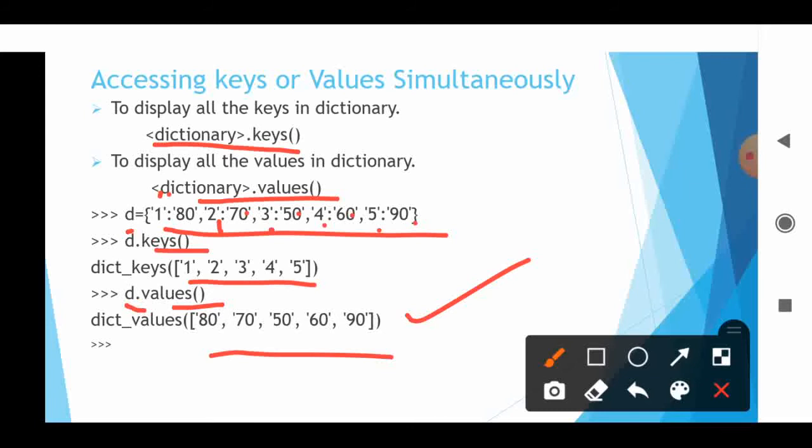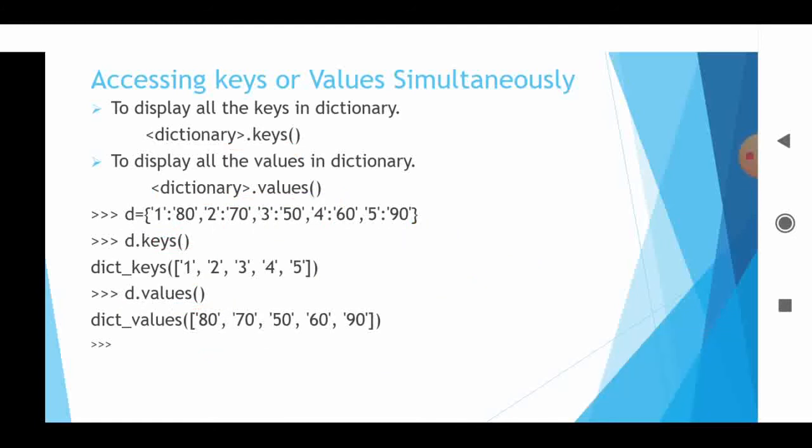How can we access the keys alone in the dictionary? You can use the function named keys function. How do you use this keys function? What is the syntax for writing? Dictionary dot keys. If you want to display the values alone in the dictionary, what is the syntax? Dictionary name dot values function.